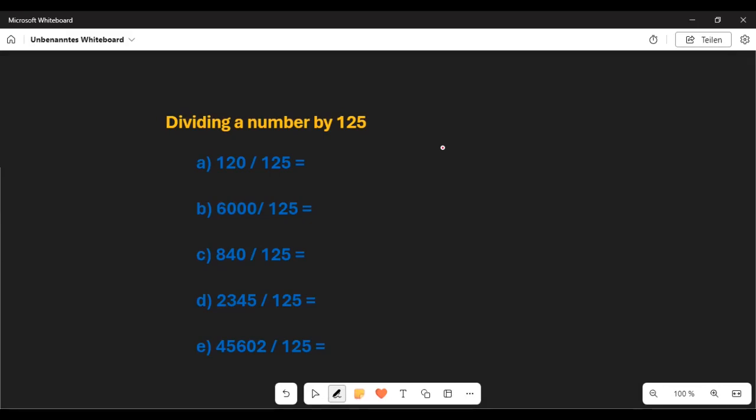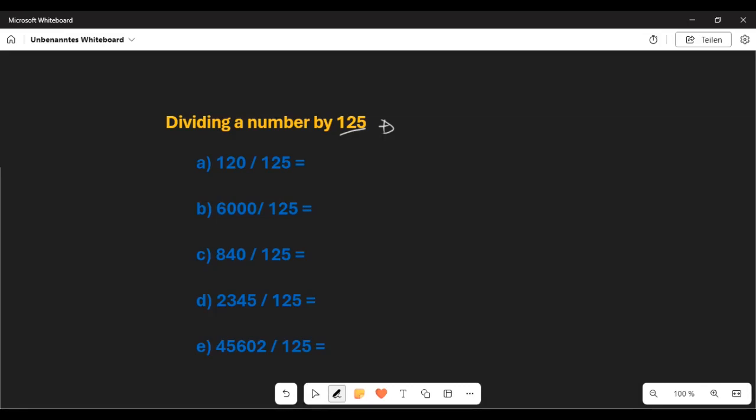Hello, in this video, we're going to look at how to divide a number easily by 125. When you get a number and you want to divide it by 125, how do we quickly do that? In this chapter, there are two aspects that we have to look at.